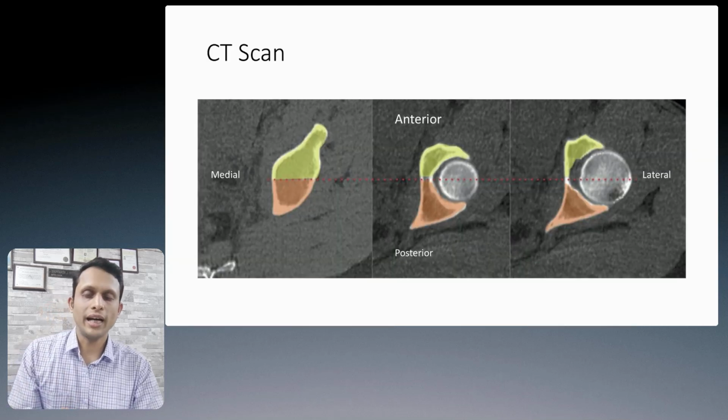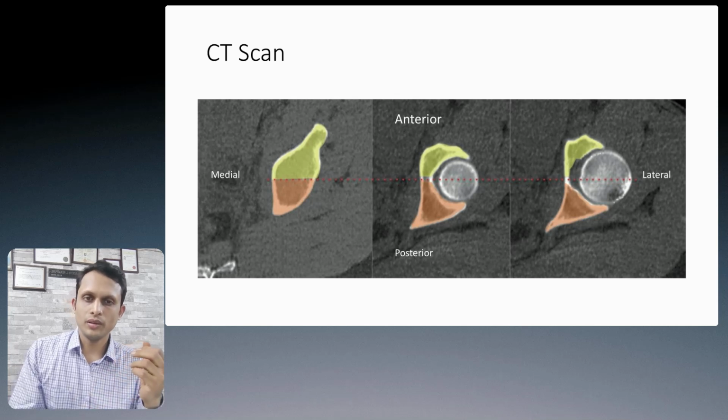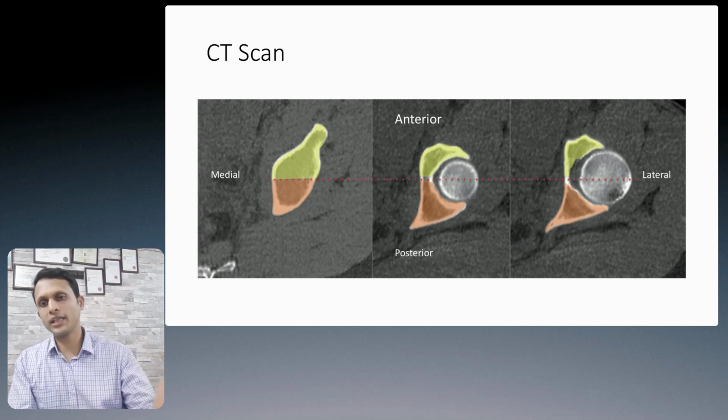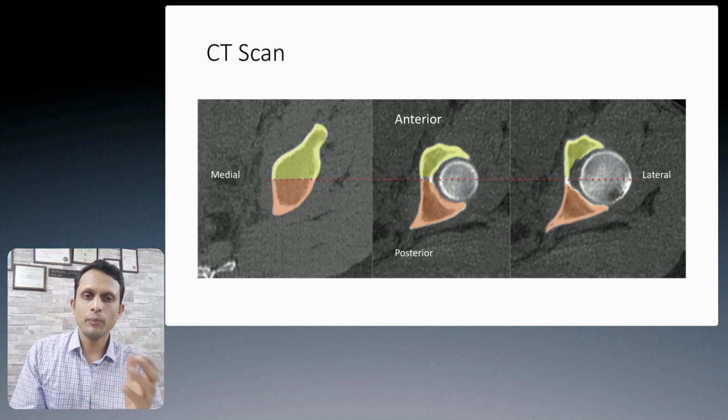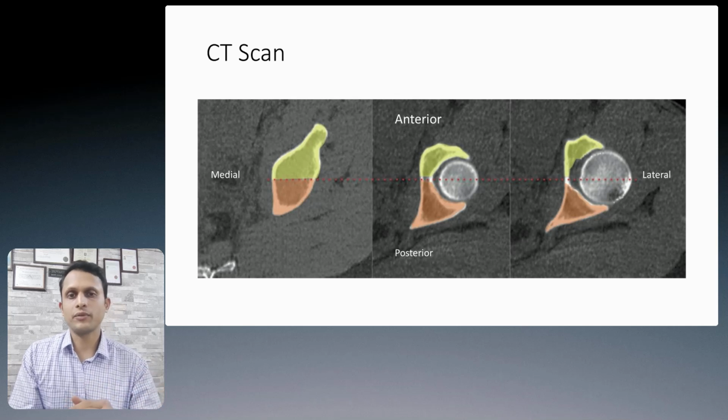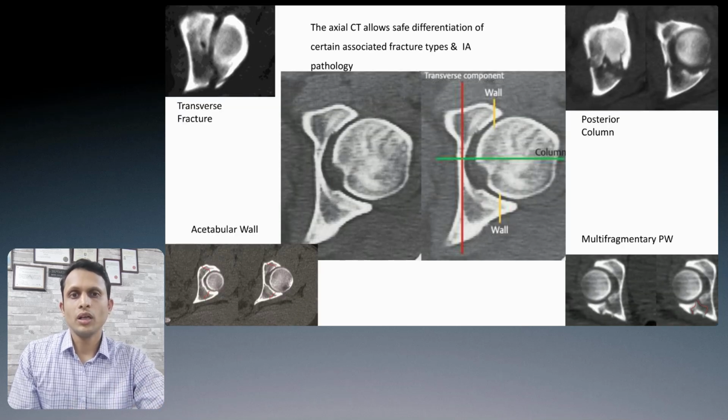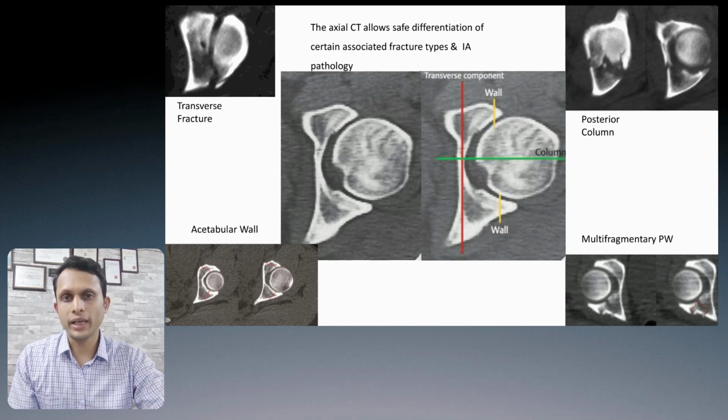Then what idea will we get from a CT scan? CT scans are very useful in the initial investigation of an acetabular fracture, because they give us a complete orientation and definition of the fracture fragments. Now this is an axial scan at the level of the dome. You can see there is an anterior and posterior part, and there is a medial and lateral part. The axial CT allows safe differentiation of certain associated fractures.